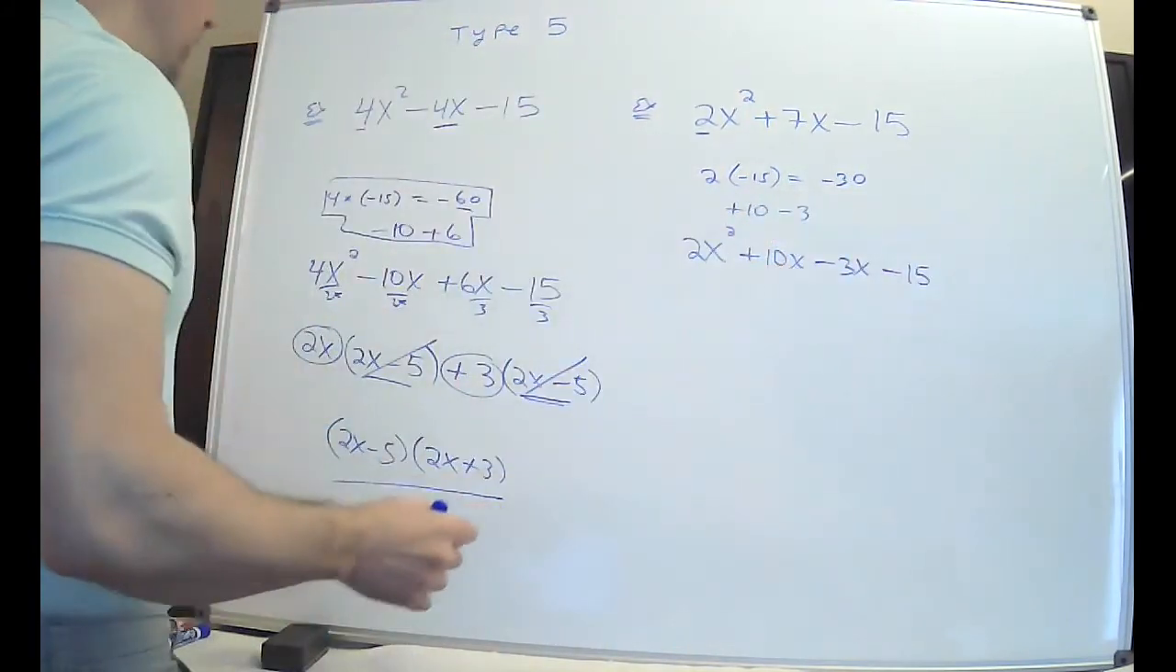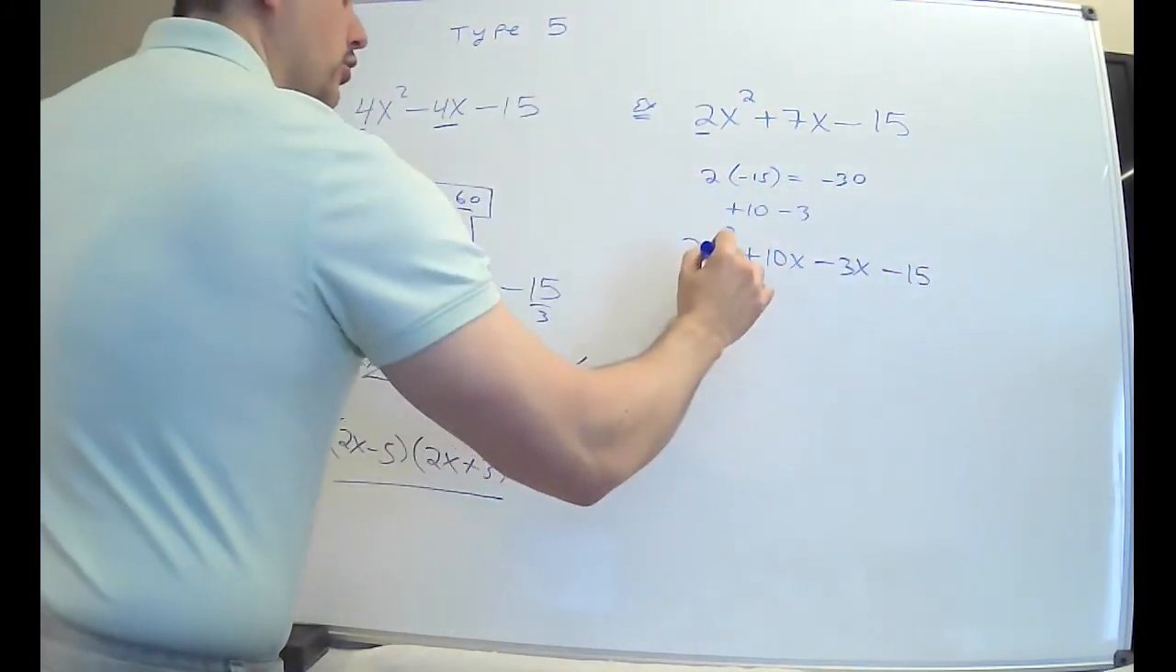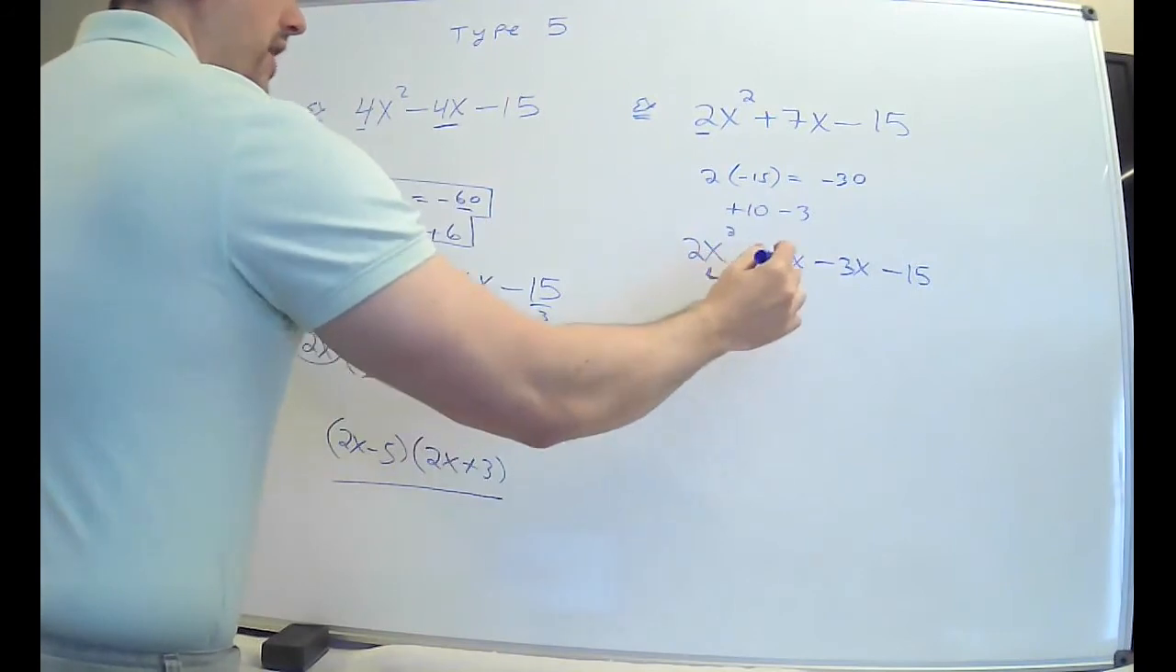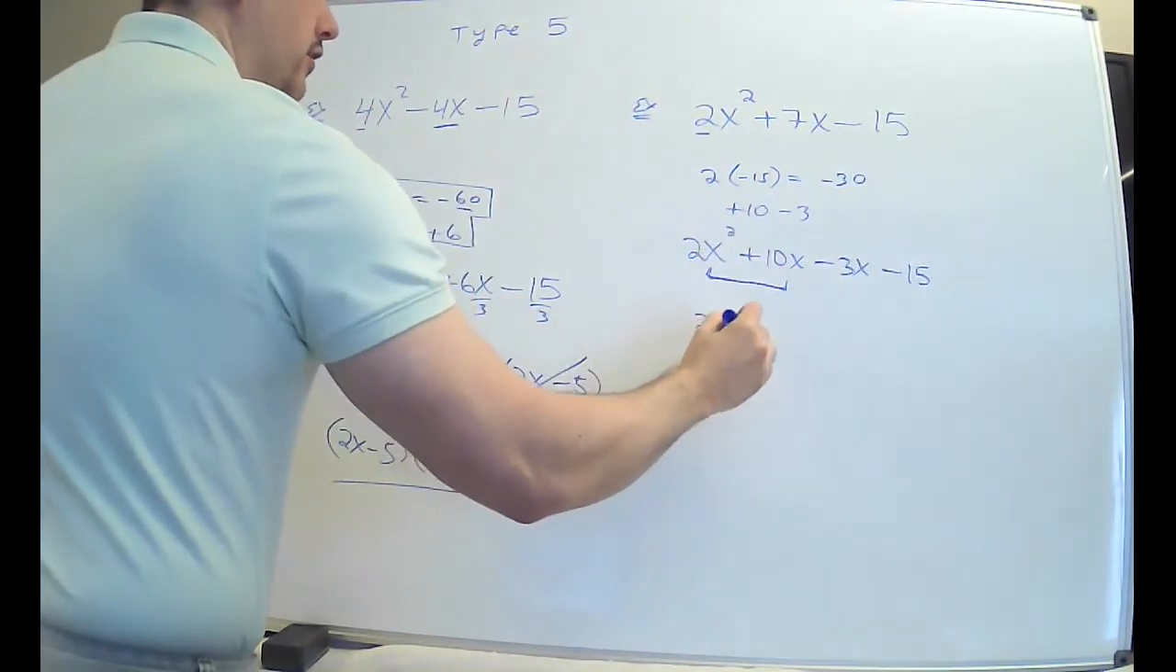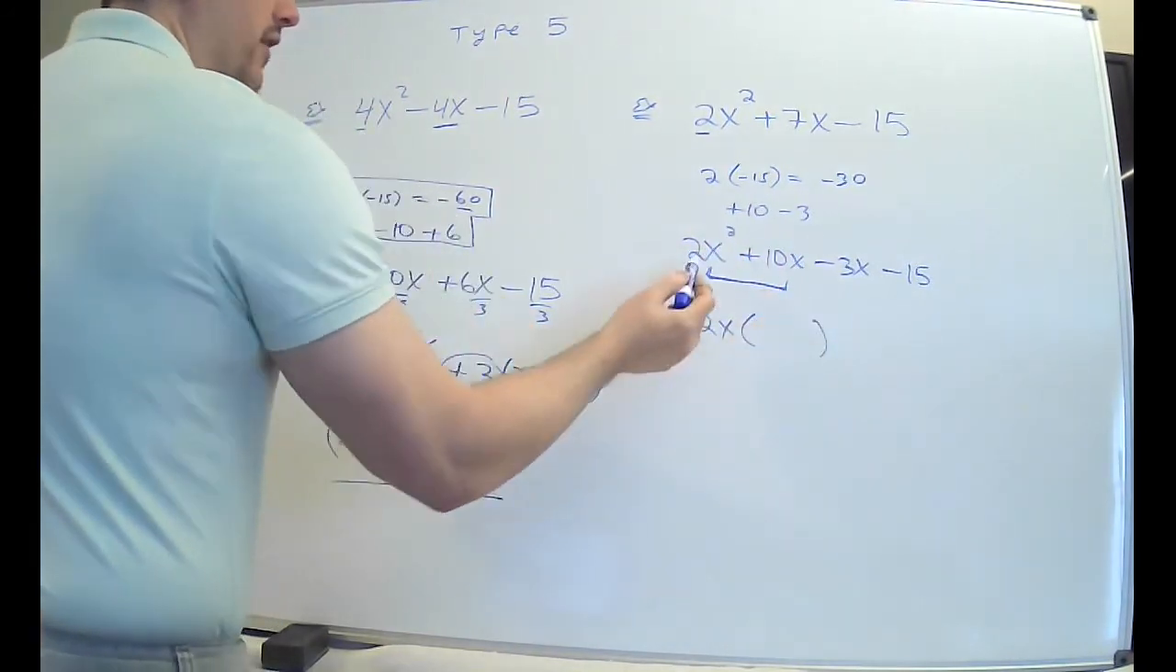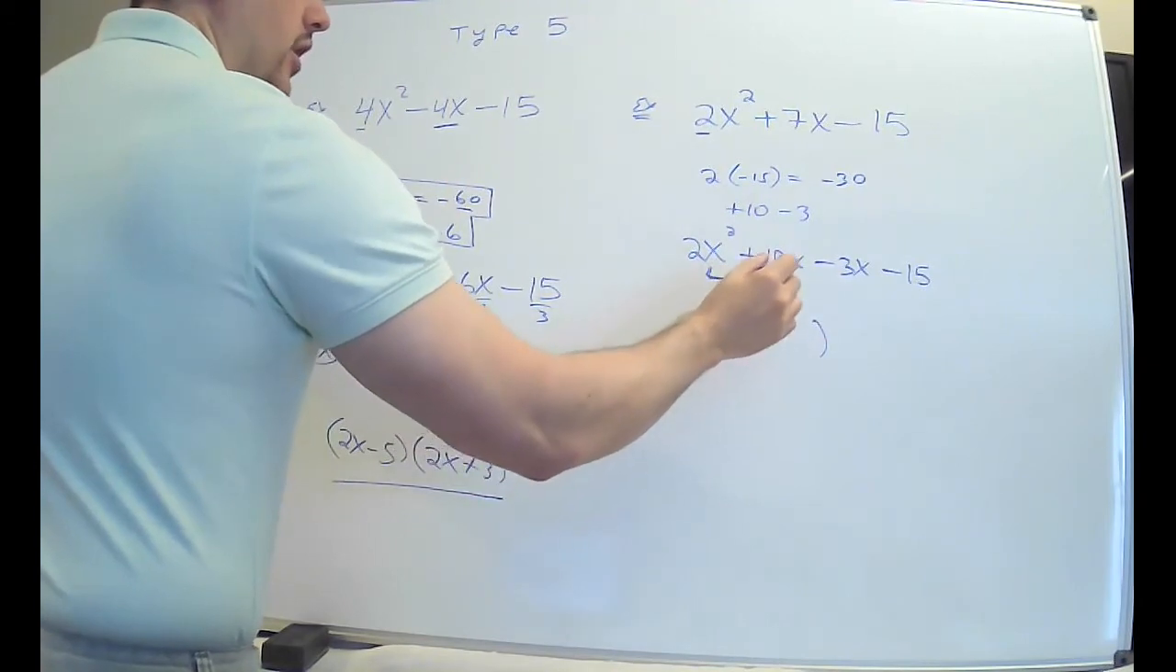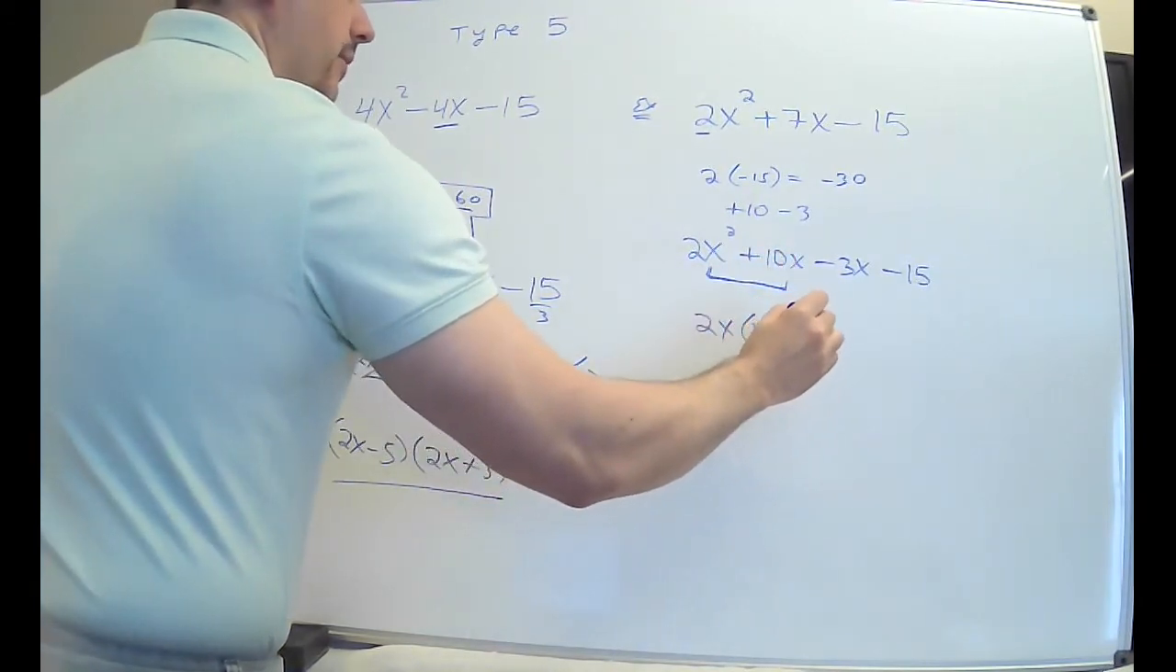Now you're going to be very careful when you factor here. So group the first two. What do they have in common? Well, I can factor out a 2x. What's left? I get x. 10 divided by 2 is 5.